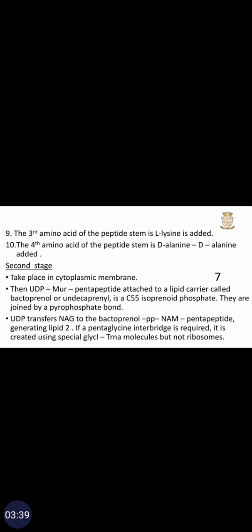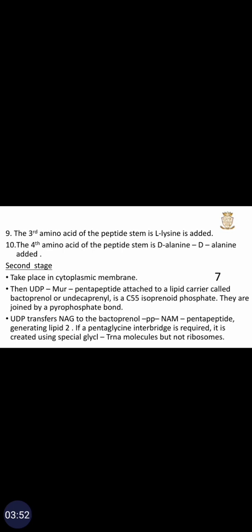Eighth step: the second amino acid residue of the peptide stem, in most species, D-glutamic acid, is added. Ninth step: the third amino acid of the peptide stem, L-lysine, is added. Tenth step: the fourth amino acid of the peptide stem, D-alanine, is added.